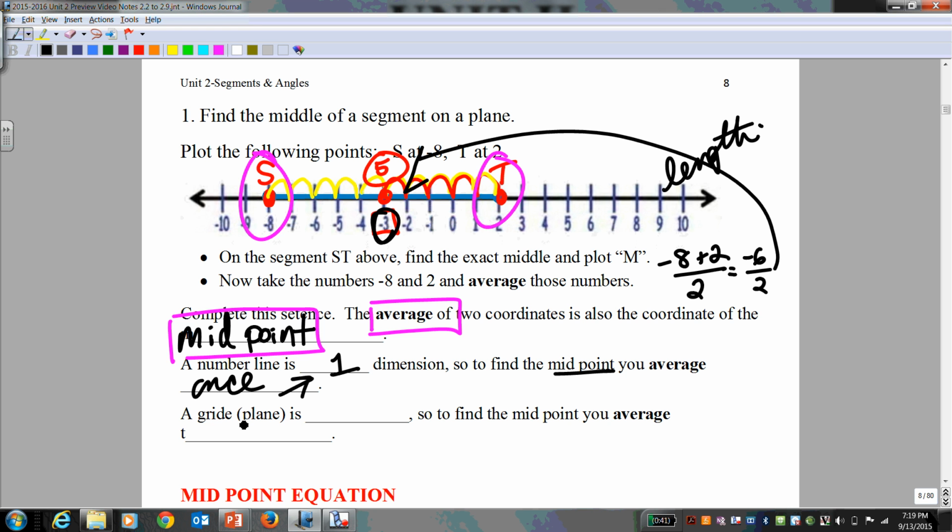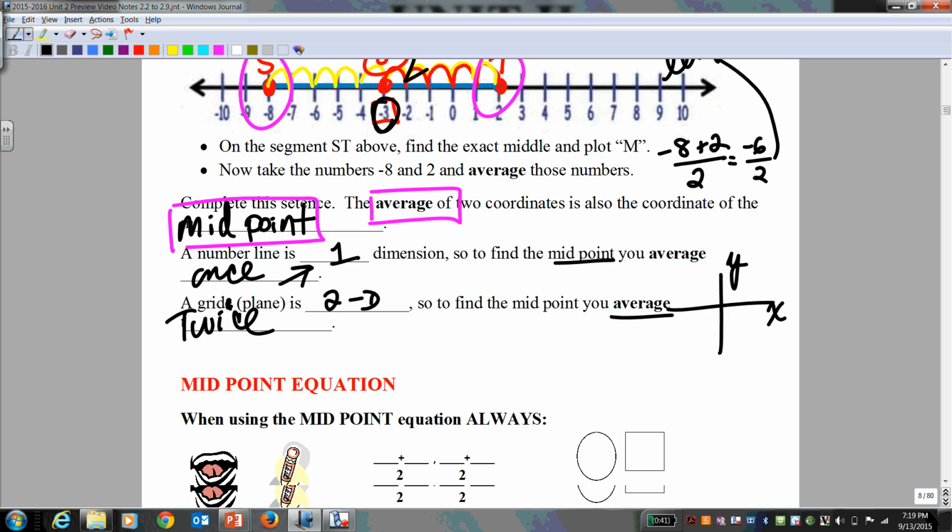But a grid or plane is 2 dimensions. So in that case, you have to average twice. When you're dealing with a two-dimensional plane, it's 2 dimensions. We average twice.